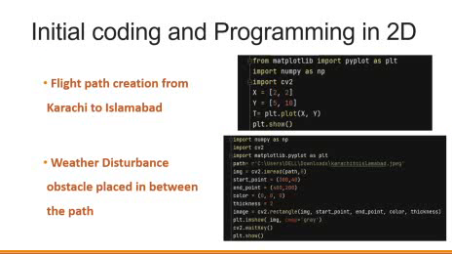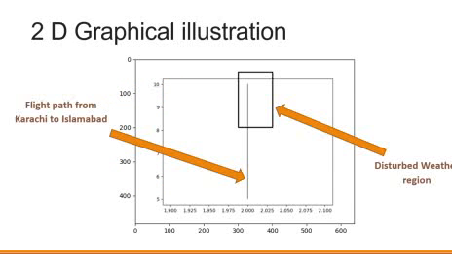Here is a little coding we did in our 2D model to feed our application. As you can see, the straight line signifies our flight path, and the square represents a weather disturbance. So what our project aims to do is to detect these weather disturbances and then deviate accordingly.